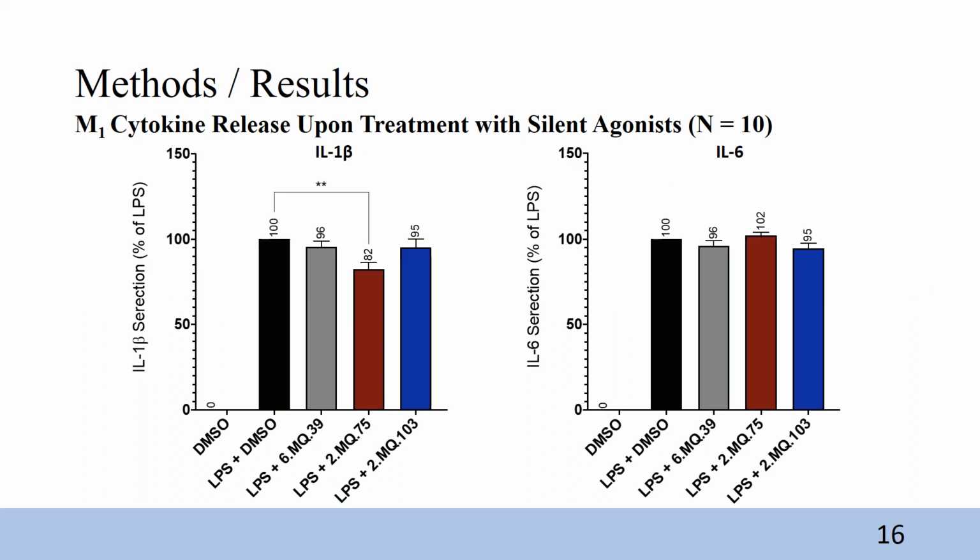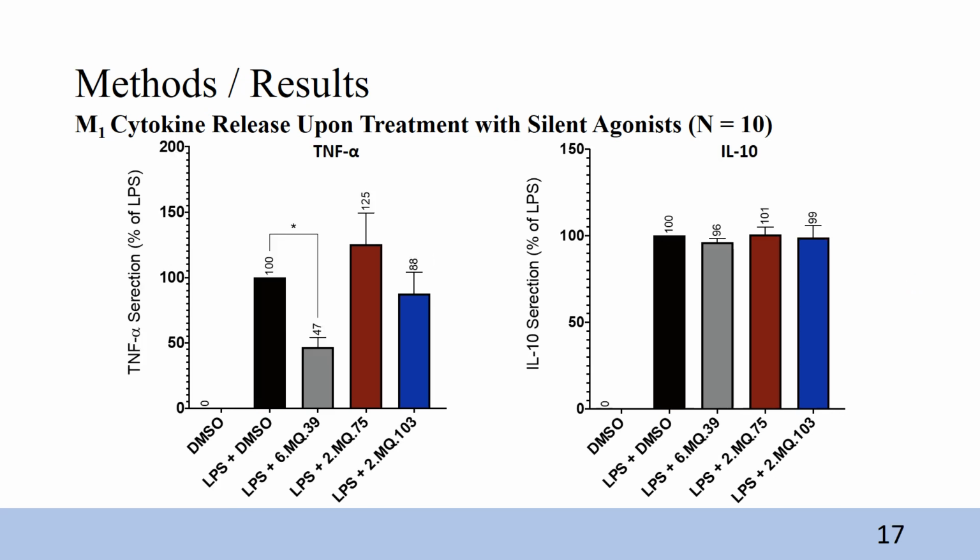Now onto the M1 cytokine results. Here we see a significant inhibition of IL-1 beta when treated with 2MQ75. No other significant inhibition is seen in this graph, and no significant inhibition is seen in the IL-6 release when treated with the silent agonists. IL-1 beta is often involved in the progression of chronic inflammation, therefore reducing IL-1 beta release by treatment with 2MQ75 may have some beneficial outcomes.